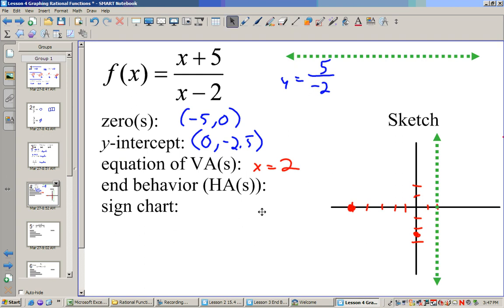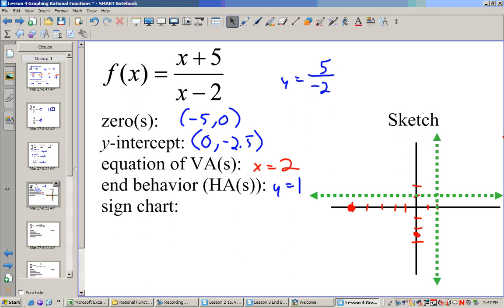Alright, now my end behavior, since these are my largest degrees, that would be 1 over 1. So y equals 1 is going to be my end behavior. So I can pull this horizontal one down again and put it right there.